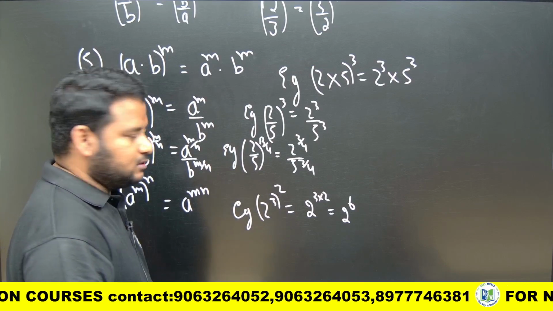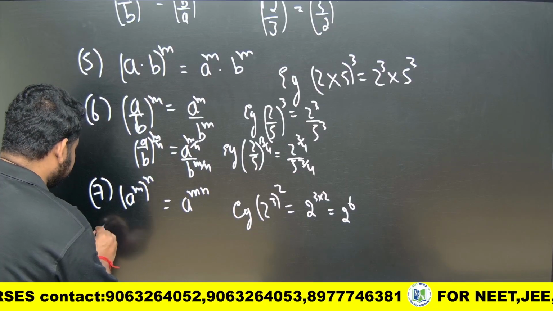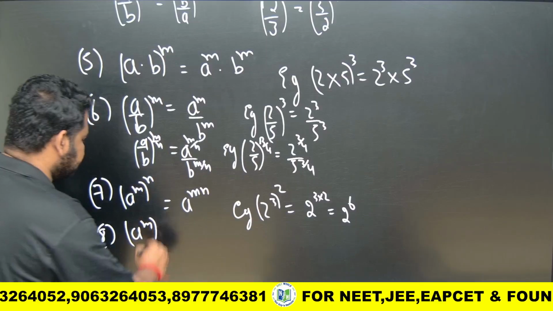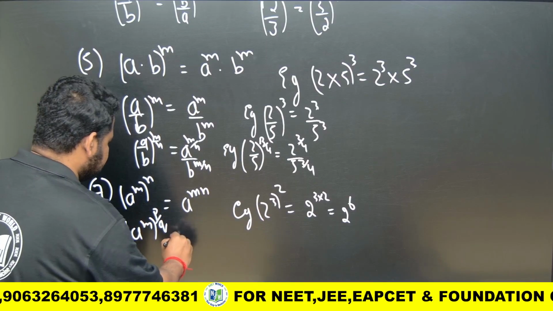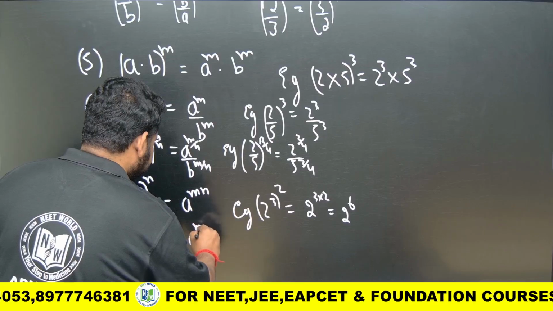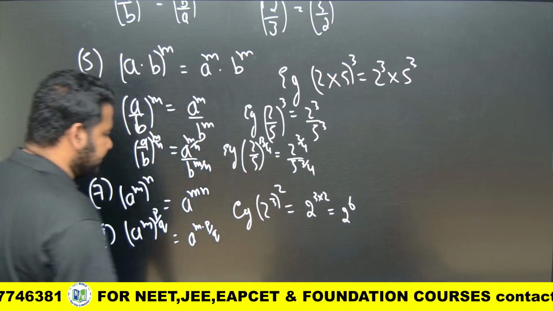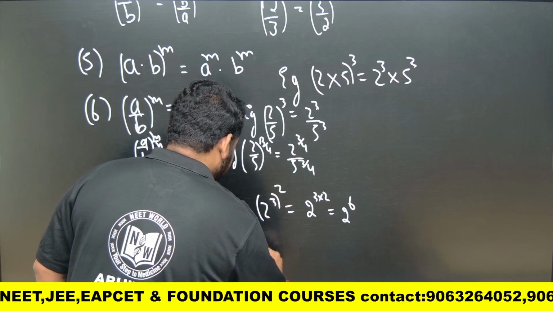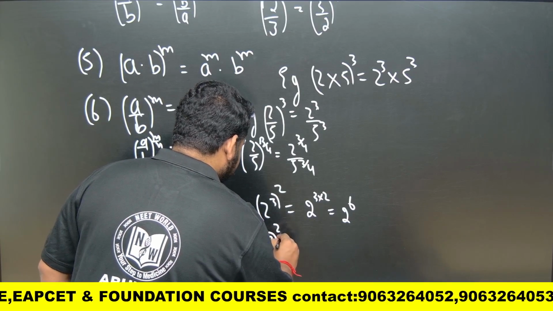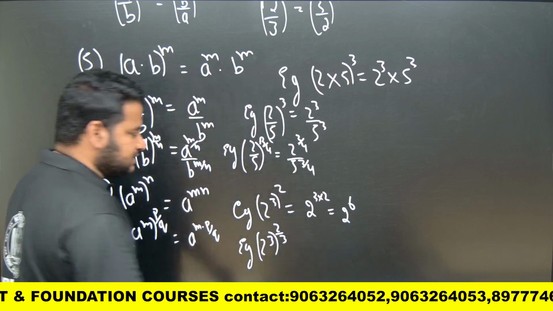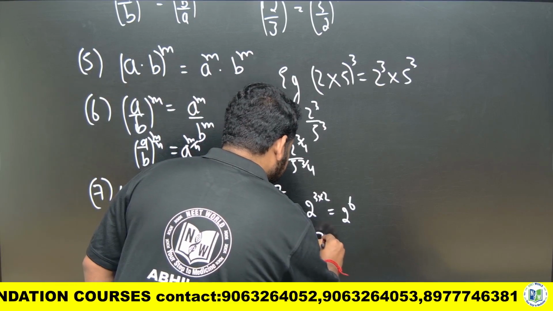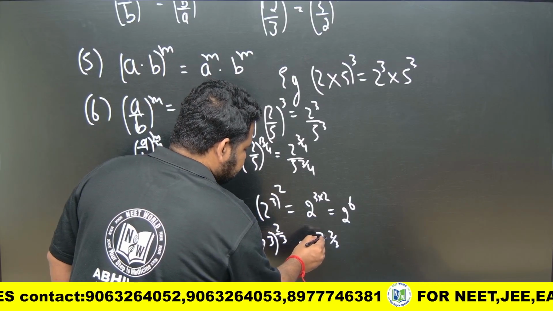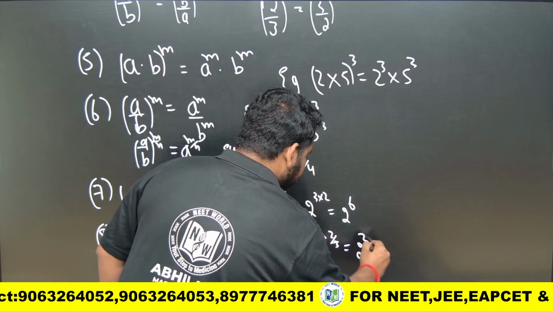Clear, friends? Now one more property you have to remember: (a to the power of m) to the power of p/q becomes a to the power of m into p/q. Example, if I write (2 to the power of 3) to the power of 2/3, this I can write as 2 to the power of 3 into 2/3. Here 3 and 3 I can cancel, this becomes 2 to the power of 2, that is 4.